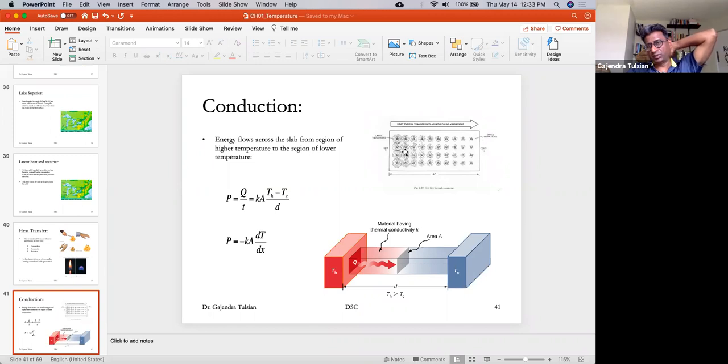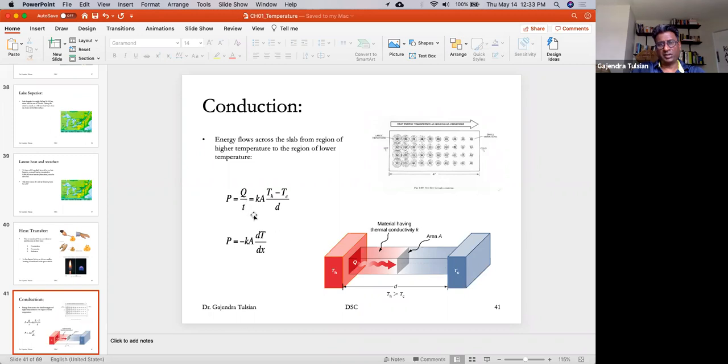And if this was an isolated system, eventually the whole system will come to a uniform temperature. All molecules on the average will have the same kinetic energy and no more heat transfer will occur. But if you maintain a temperature difference, heat will flow from the hotter end to the colder end.